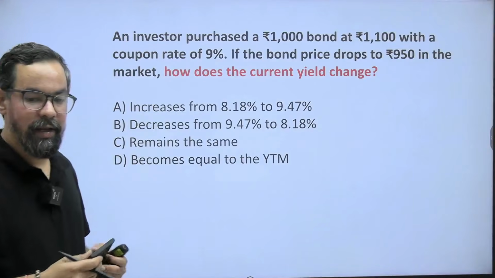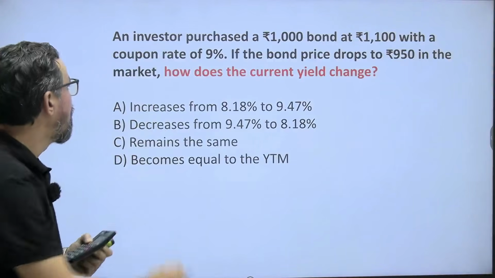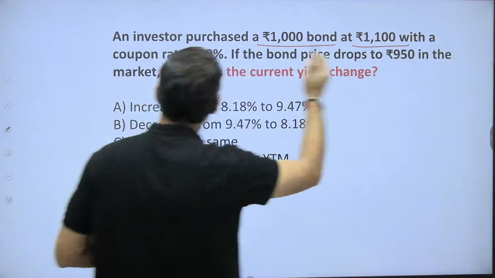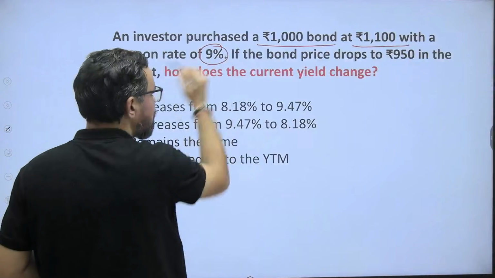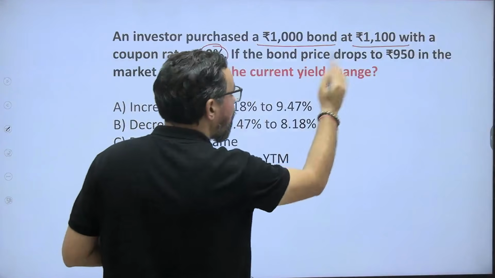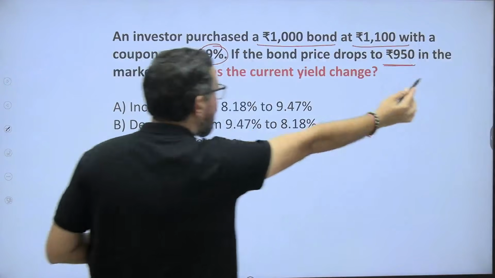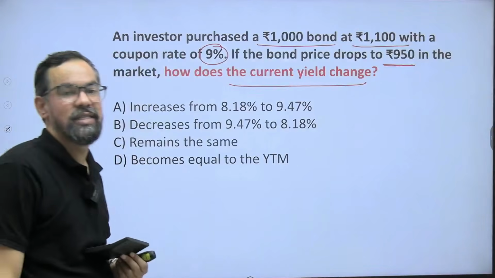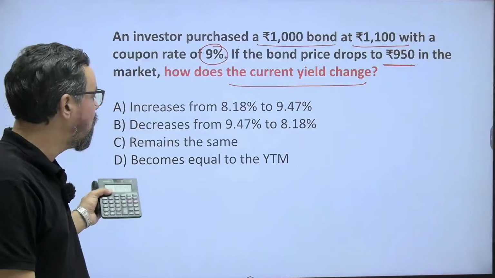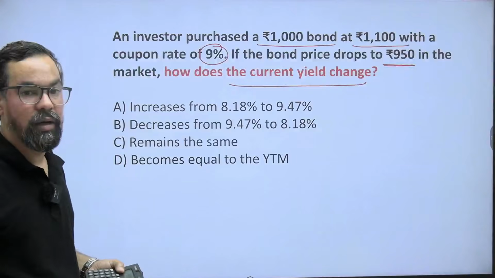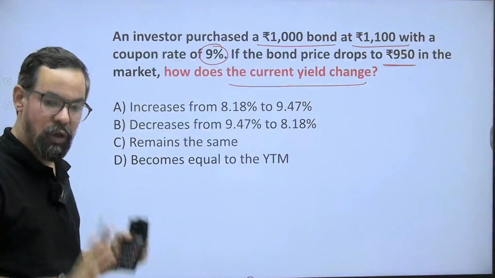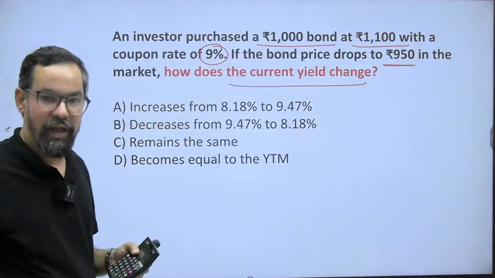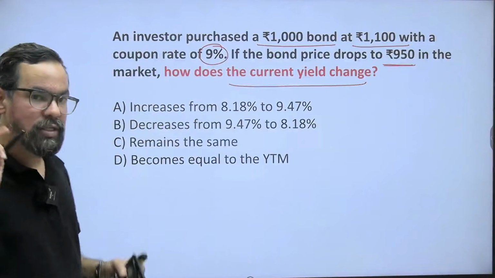Now sometimes they'll ask this type of question also. An investor purchased 1000 bonds at 1100. Coupon rate was 8%. Again, if the bond price drops to 950 in the market, how will the current yield change in this particular situation? Okay? So now you have to calculate the current yield. You can solve this logically, or you can solve it after entering the entire figures. Okay? Let's go with the old model.